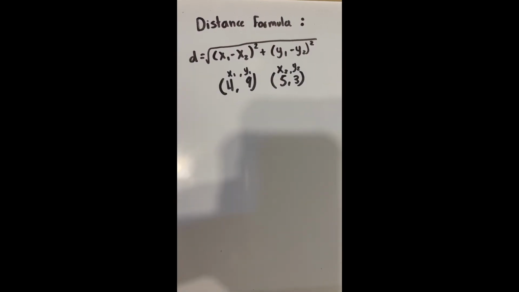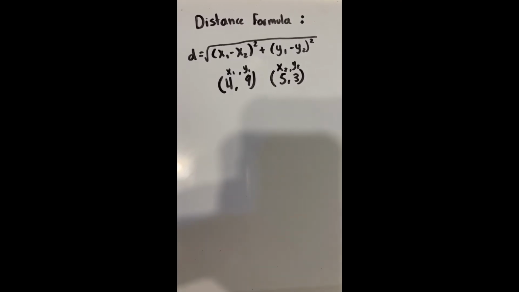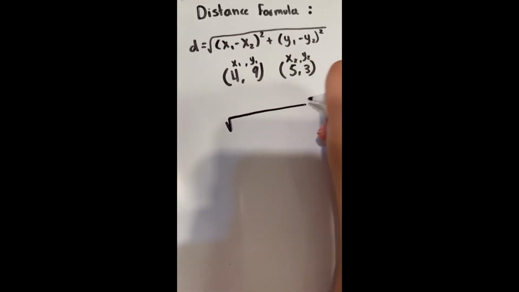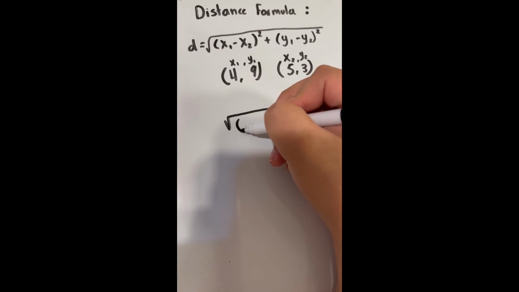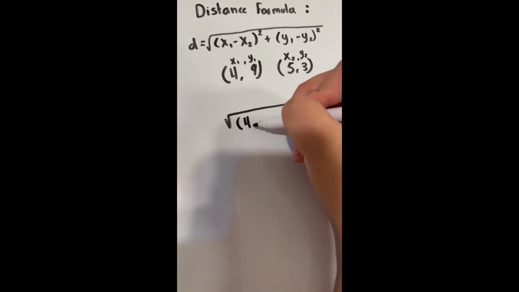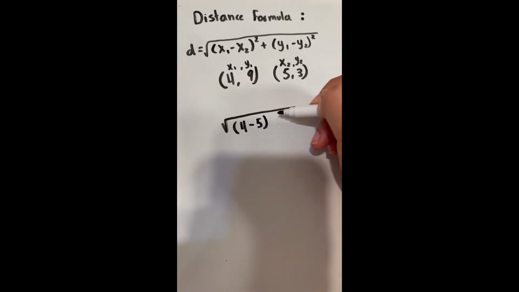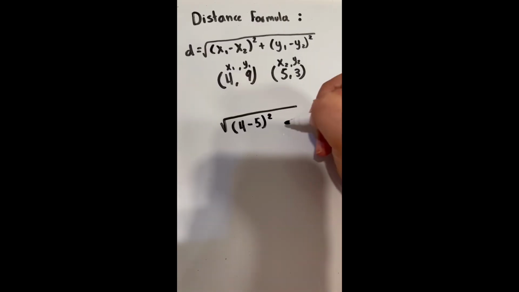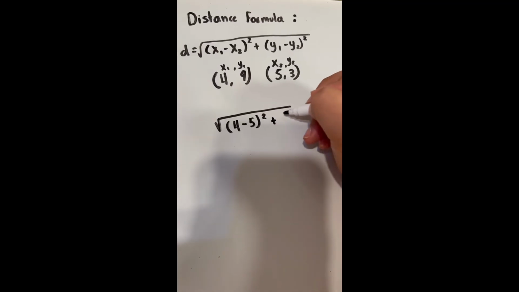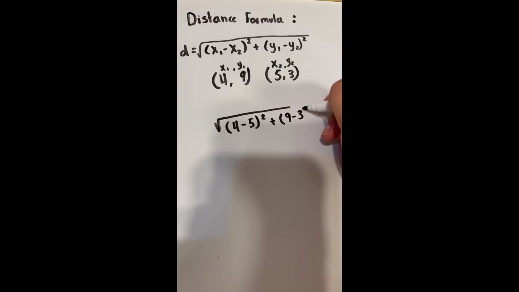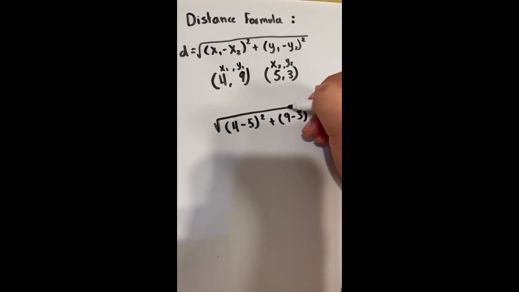For this example, we're going to be using the distance formula that we just discussed. The 2 points that were given to us are 4, 9 and 5, 3. So in order to figure out the distance, all we have to do is plug in the right numbers into the right positions. For example, x1 minus x2 will be 4 minus 5. Now we're going to add y1 minus y2, which in this case will be 9 minus 3 squared.